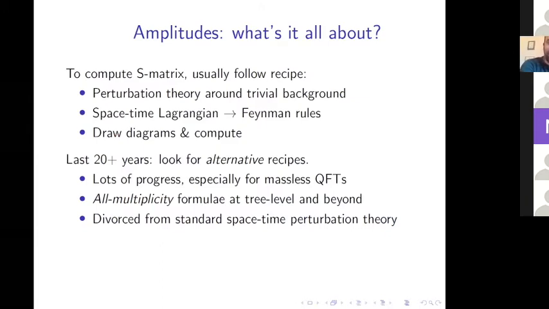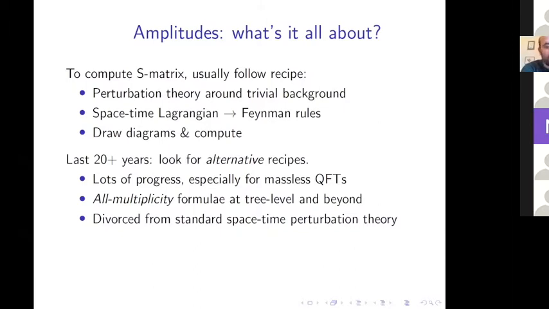But over the last 20 or so years, there's developed a kind of global research effort to find alternative recipes for computing scattering amplitudes that aren't coming directly from a space-time Lagrangian or Feynman rules. There's been lots and lots of progress in this program, in particular for massless quantum field theories. One of the hallmarks of this new approach is the presence of all multiplicity formulae. What I mean by that is the ability to write down formulae that capture all tree-level scattering amplitudes of a theory for any number of external particles.